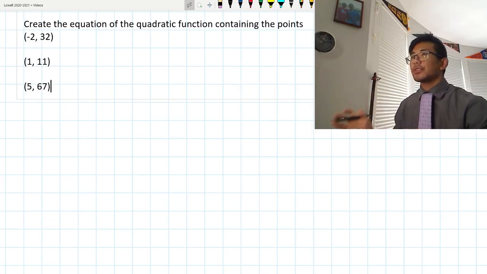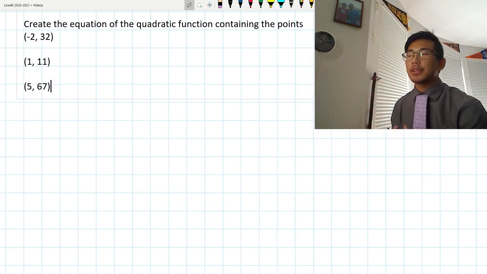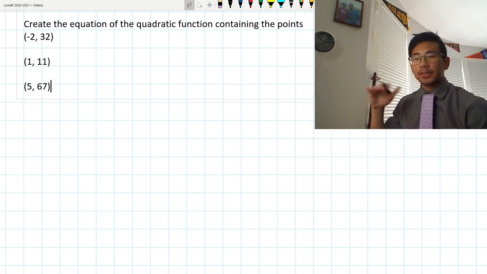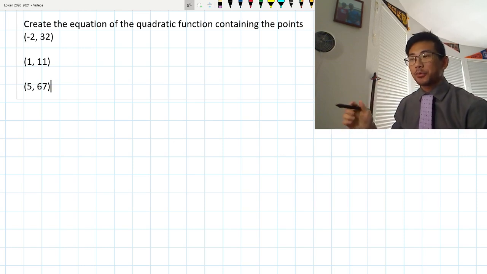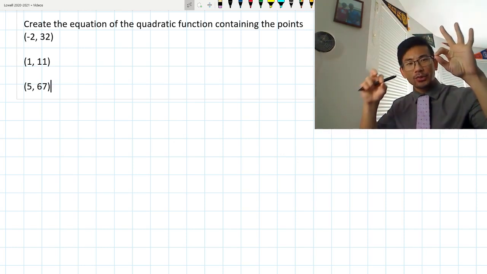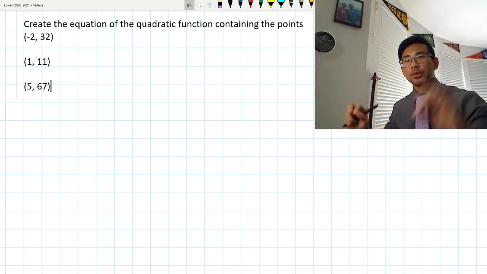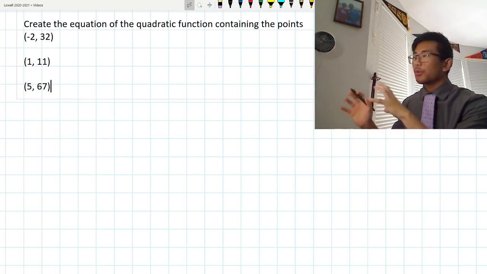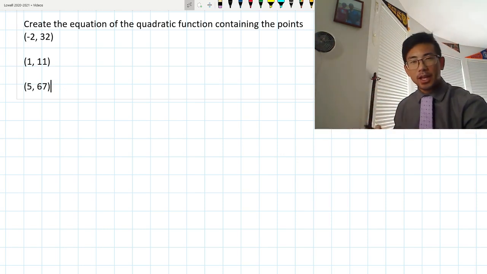Alrighty, we're back, and here's our example. We want to create the equation of the quadratic function containing these 3 points. I should emphasize here that it is the quadratic function. There's only going to be one, just like how when you have 2 points on a line, there's only one possible line that can be made through those points. So as I alluded to before, we're going to use our standard form. I'm just going to throw these points into that equation and see what happens.